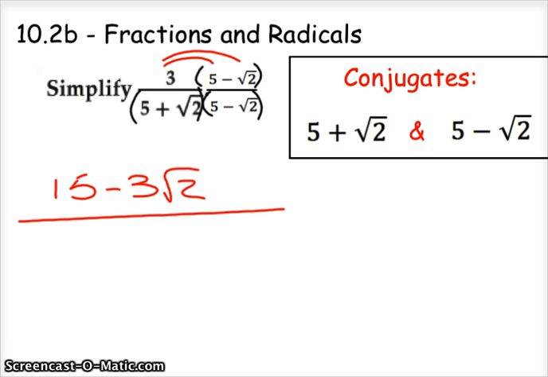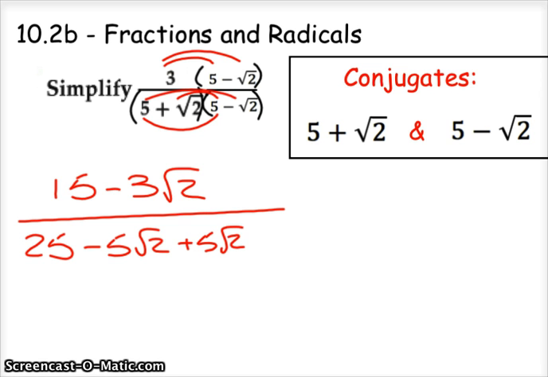So I'll start with my first terms. 5 times 5 is 25. 5 times a negative root 2 is a negative 5 root 2. Move on to my second term. Positive root 2 times 5 is going to be a positive 5 root 2. And then root 2 times negative root 2 is going to be a negative root 4. Again, if I'm multiplying square roots together, I'll just multiply the terms inside.